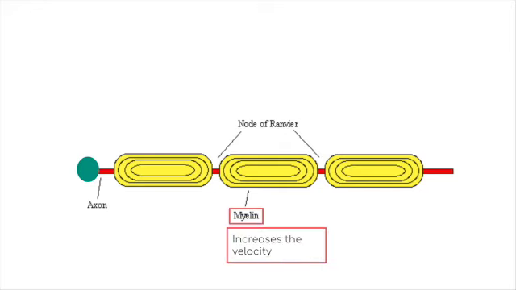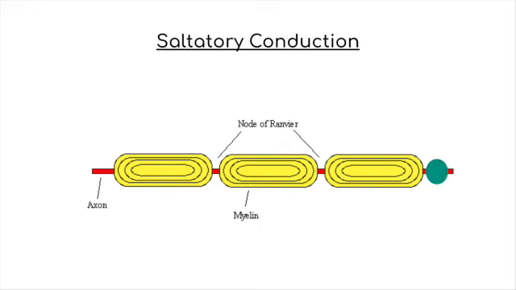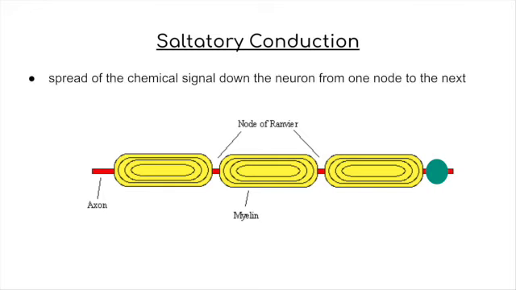The conduction of the action potential is shot down the axon, as the myelin sheath helps to increase its velocity. As the chemical signal travels down the axon, it goes from one node of Ranvier to the next. This is known as saltatory conduction. Saltatory conduction is the spread of the chemical signal down the neuron from one node to the next.